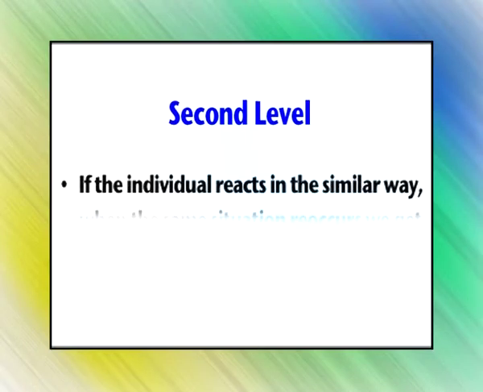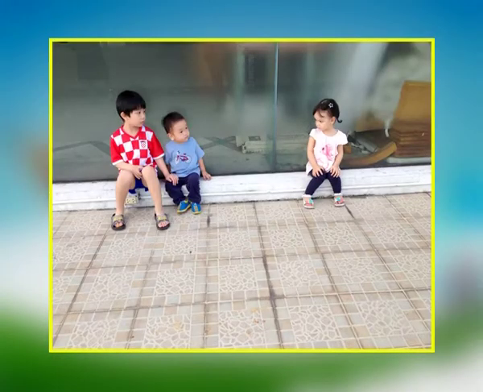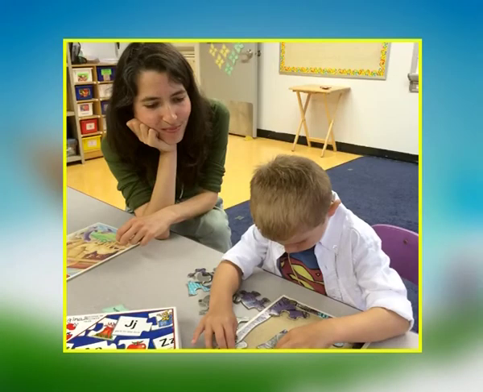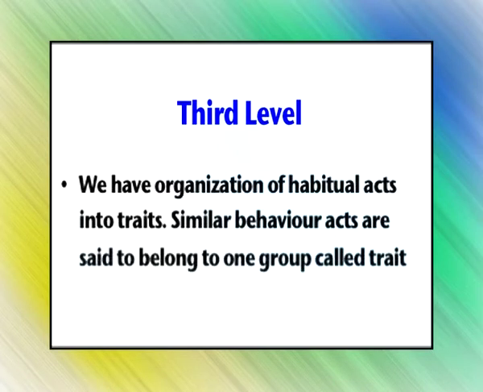And at the second level, we have habitual responses. If the individual reacts in a similar way when the same situation occurs, we get habitual responses. Examples of such habitual responses are not easily making friends, being hesitant to talk to strangers, etc. At the third level, we have organization of habitual acts into traits.